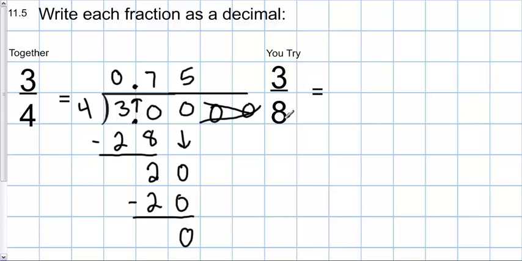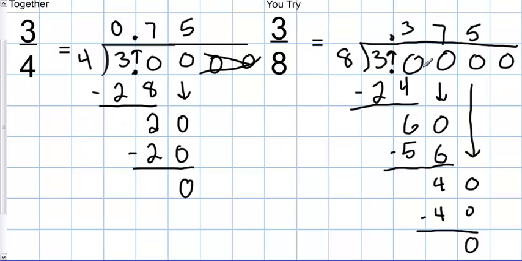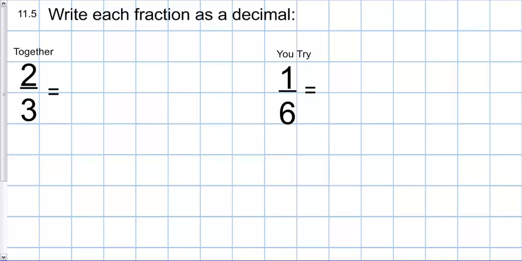Now, go ahead and you try 3/8. Give me a decimal for 3/8. So here's 3/8. So I have 3 divided by 8, decimal point, 4 zeros. Again, I didn't use this last 0, so I can just cross it off. My answer, 375 thousandths.